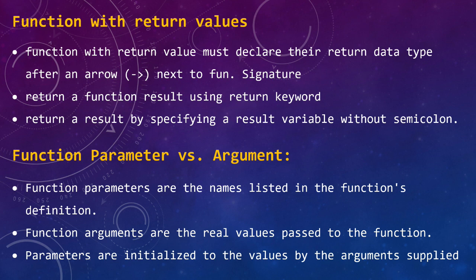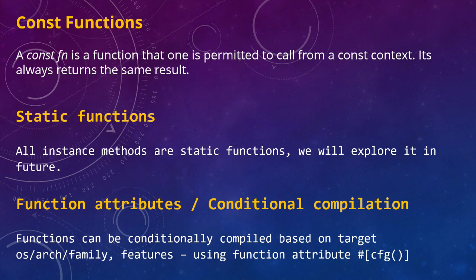Function arguments are the real values passed to the function. Function parameters are the variable names in the function signature. Parameters are initialized to the values by the arguments supplied to the function. A const function is a function that is permitted to be called from a constant context. It always returns the same result.